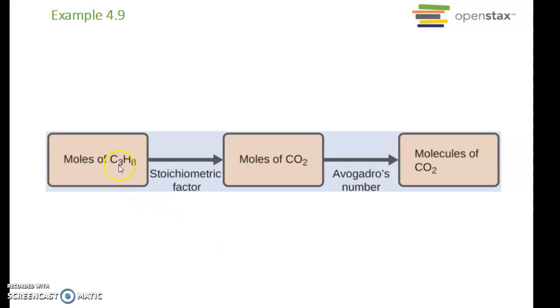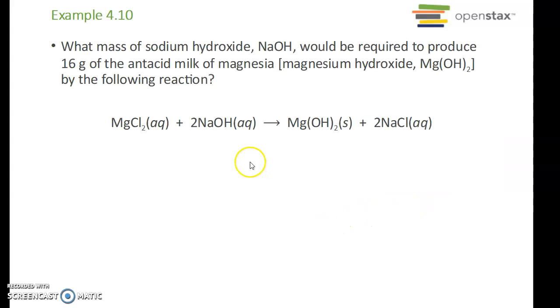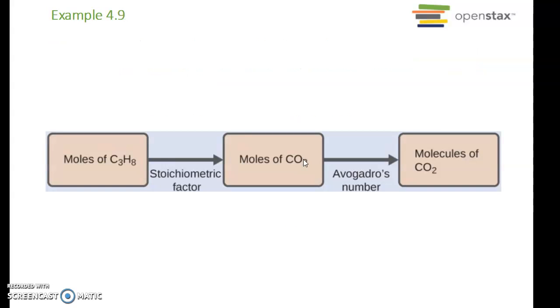Now, how many moles of C4H10, or butane, yield what moles of carbon dioxide, and how many molecules of carbon dioxide? Okay, and I'll let you solve that particular problem. Essentially, you use the same type of information. The molecular weight here is 3 times 12 plus 8 times 1. 3 times 12 is 36 plus 8 is 44.